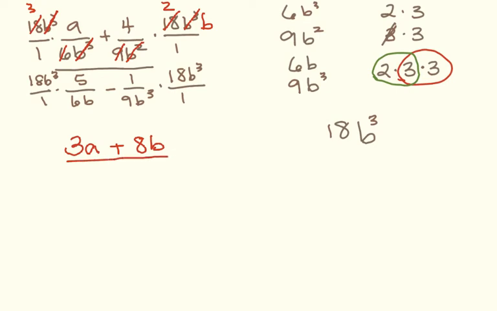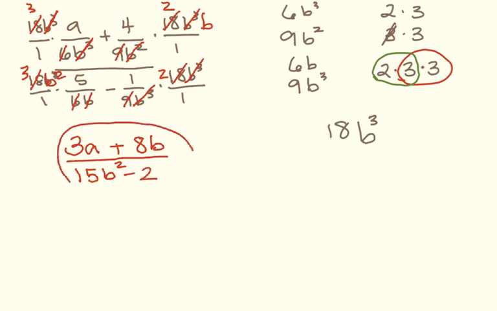And here b goes in here once and it goes into b cubed b squared times. And 6 goes in here once and in here 3 times. So we'll have 5 times 3b squared, which is 15b squared. And here the b cubes are going to cancel out. 9 goes in here once and it goes in here twice. So we'll have minus 2. There is no way to reduce that, so that is our answer as is.